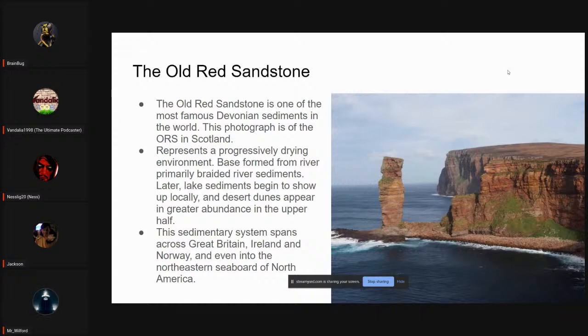And what it represents is a progressively drying environment throughout a large portion of the Devonian. When you start at the very base of the Old Red Sandstone, which isn't actually down here in this picture because it's much thicker than this, you see braided river sediments. Then as you go up, the river sediments start to intermix with lake sediments, but then those lakes start to get smaller and the river sediments more sparse, and you start seeing dunes appear with these wetter sediments, and then the dunes towards the top eventually become predominant. So the Old Red Sandstone represents a progressively drying river to arid sedimentary system.